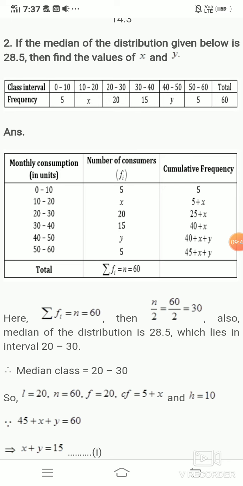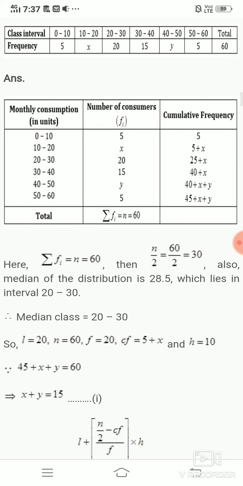So here L equal to 20, N equal to total number 60, F equal to the corresponding frequency 20, the cumulative frequency is 25 plus x, the preceding value is 5 plus x, so the preceding cumulative frequency is 5 plus x, and h equal to 10. So now you are going to find the equation: 45 plus x plus y equal to 60, that is small n. So x plus y equal to 60 minus 45, 15.